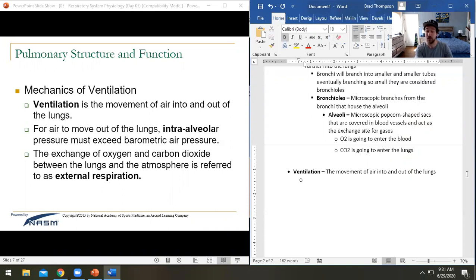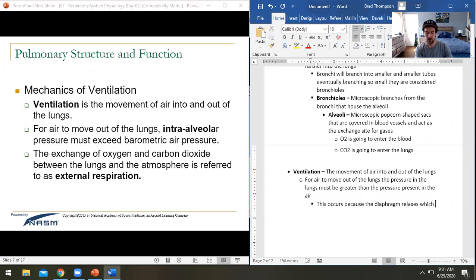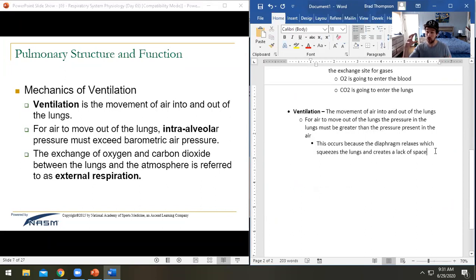So that's what ventilation is. It's bringing air into and out of your lungs. So for air to move out of the lungs, the pressure in the lungs must be greater than the pressure present in the air, okay? And this occurs because the diaphragm relaxes, which squeezes the lungs and creates a lack of space, okay? So that lack of space creates way more pressure, and then air rushes out.